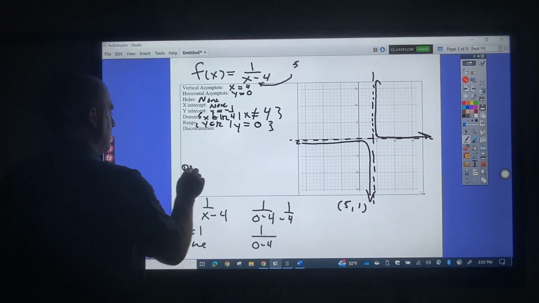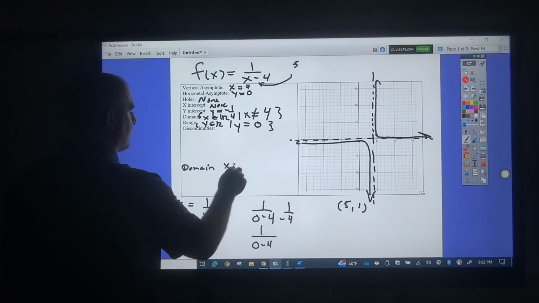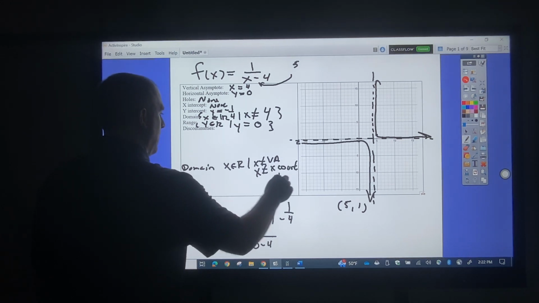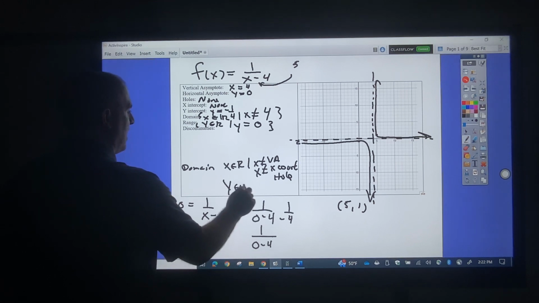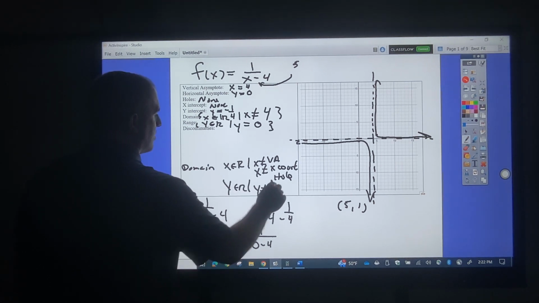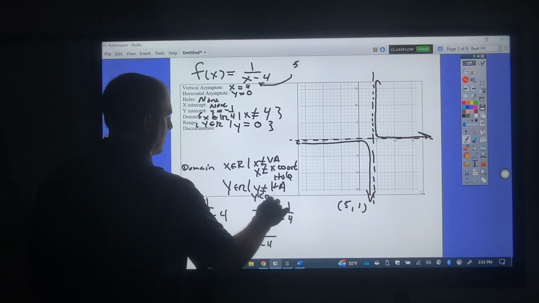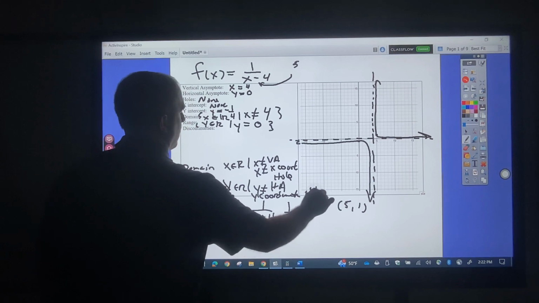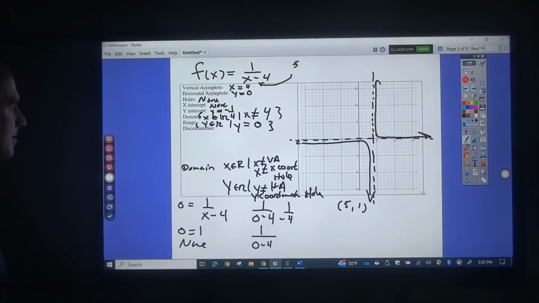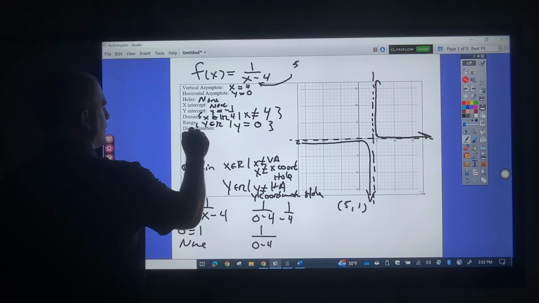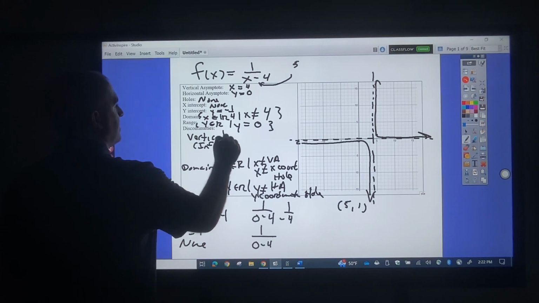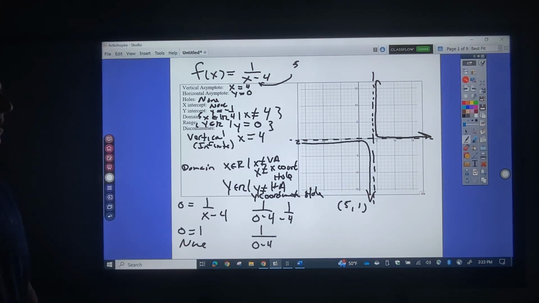So for the domain, the idea is x is an element of all numbers, except x can't be the vertical asymptote, and x can't be the x coordinate of the hole. And y is an element of all numbers such that y can't be the horizontal asymptote or the y coordinate of the hole. Okay, so that's the idea. Now, discontinuities: here I just have a vertical asymptote, which is called an infinite discontinuity at x equals 4 in this case.